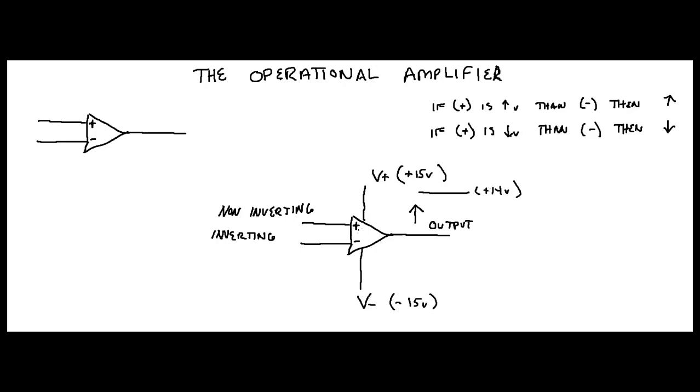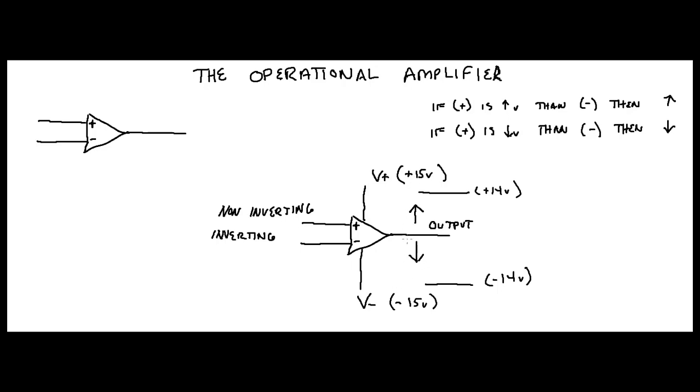Similarly, if your non-inverting input is below your inverting input voltage by, say, a millivolt, it's going to saturate low. The level where it's going to saturate is going to be around minus 14 volts or so. All right, so it's going to approach these voltages but not quite get there.